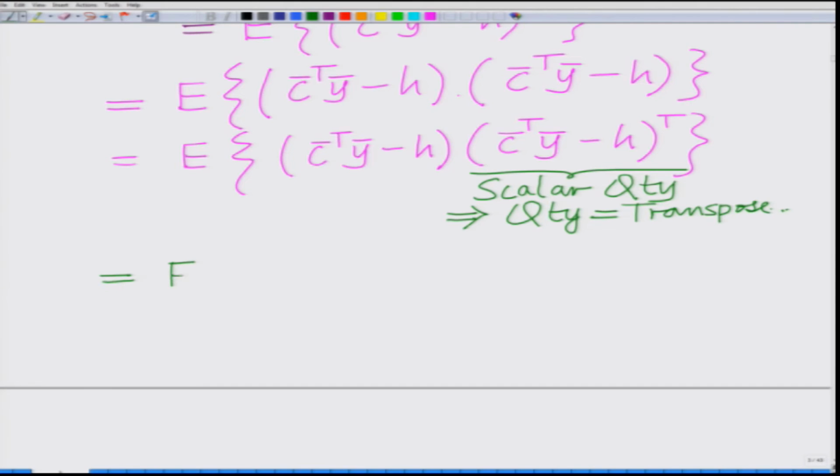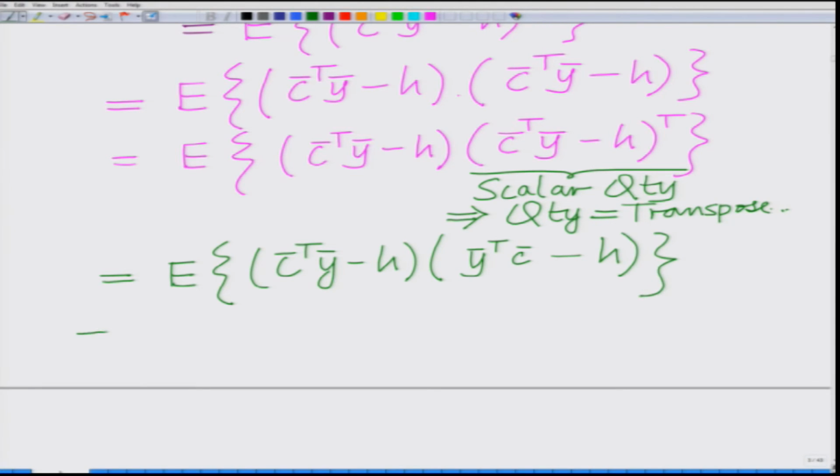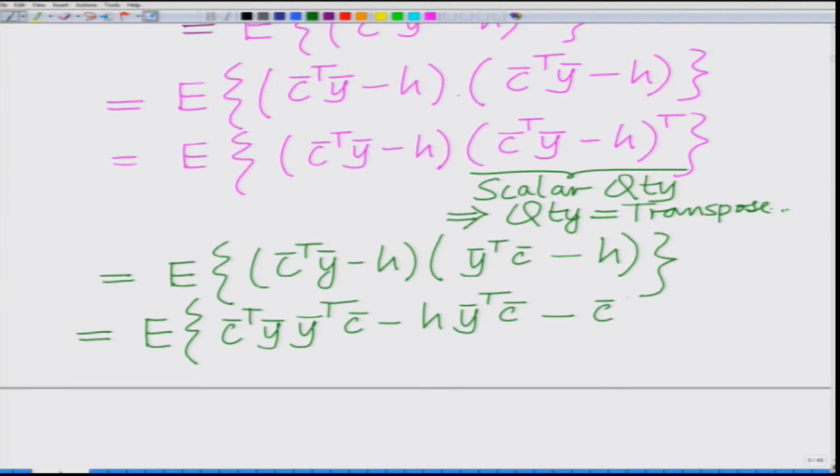Now, we can simplify this further as the expected value of C bar transpose y bar minus H times y bar transpose C bar minus H, since C bar transpose y bar transposed is y bar transpose C bar, and H is a scalar, so H transpose is H. Now we will expand this product term by term: C bar transpose y bar times y bar transpose C bar, minus H y bar transpose C bar, minus C bar transpose y bar times H, plus H times H, which is H square. Okay, so that is what we have.